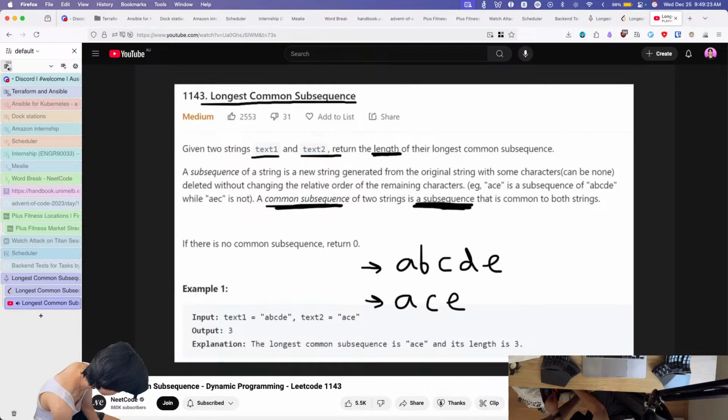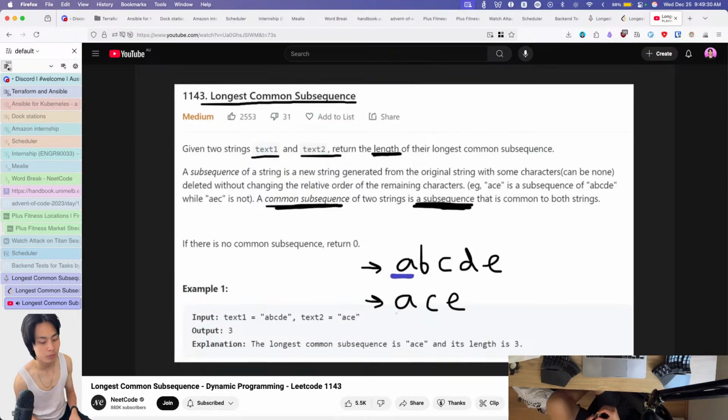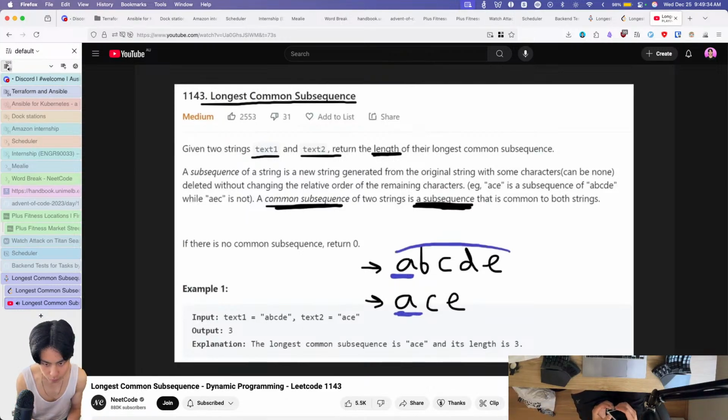String 1 and string 2. Does it at least make sense to you that we would want to start, let's say, at the beginning of both strings? We're looking for the longest common subsequence. It might just be that both of the strings are actually equal. That could be a possible way.